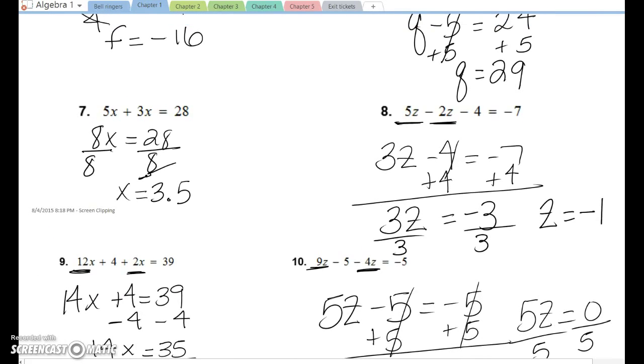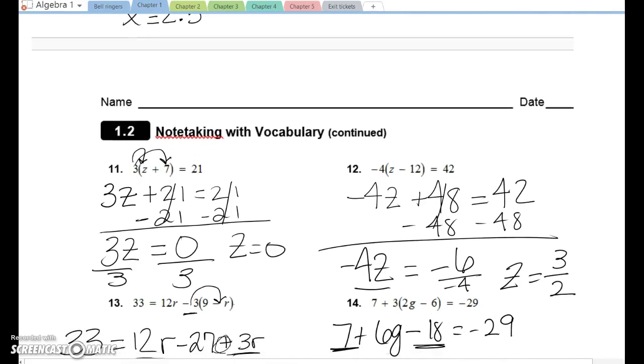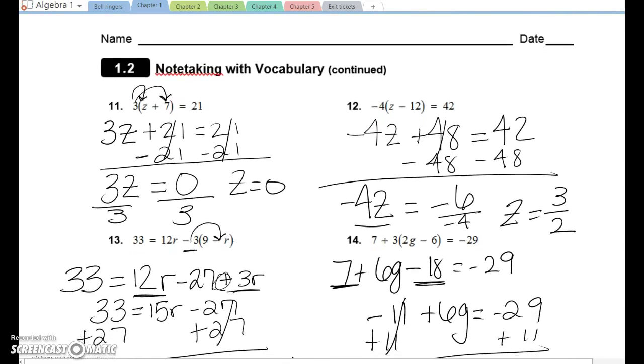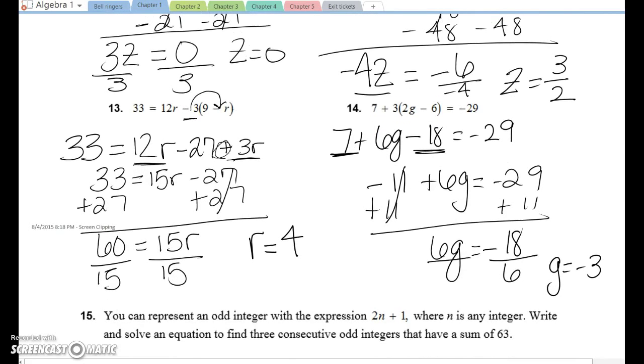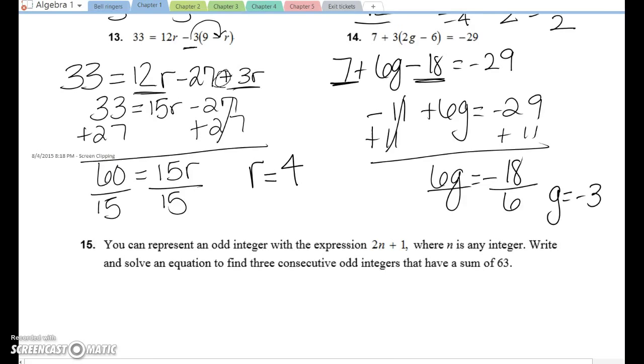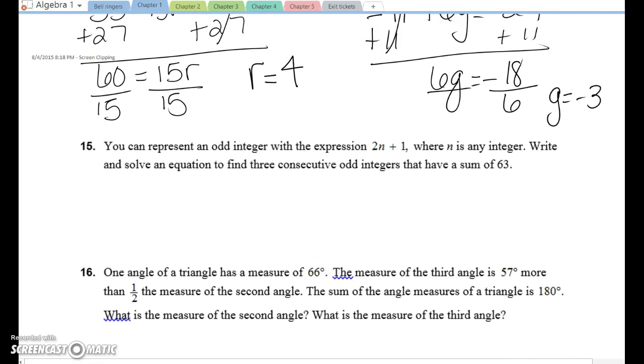Number 8, you should have gotten negative 1. Number 10 is 0. Number 12 is 1.5 or 3 halves. And number 14 was negative 3. Alright, we're going to do 15 and 16 and then these will be finished.